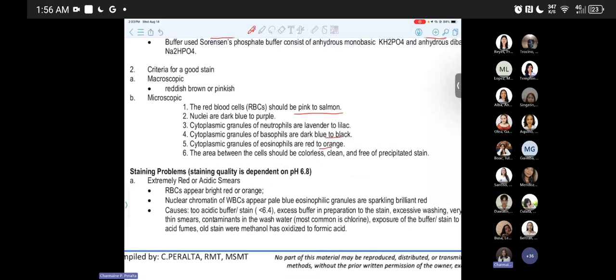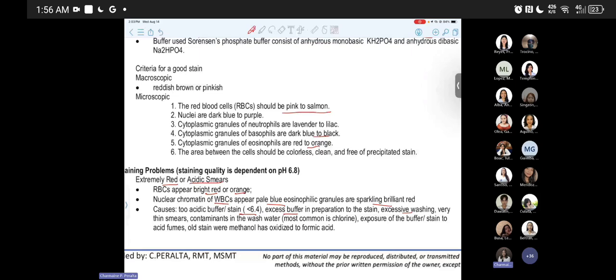The routine stain we use is the Romanowski stain, Wright or Giemsa. When the pH is not maintained and the smear becomes extremely red or acidic, RBCs appear bright red or orange. Nuclear chromatin of WBCs appears pale blue. Eosinophilic granules appear sparkling brilliant red. What are the causes of extremely red or acidic smears? The buffer or pH was not maintained, excess buffer, excessive washing, a smear that is too thin, exposure of the buffer stain to acid fumes, or a cold stain where methanol has oxidized to formic acid.